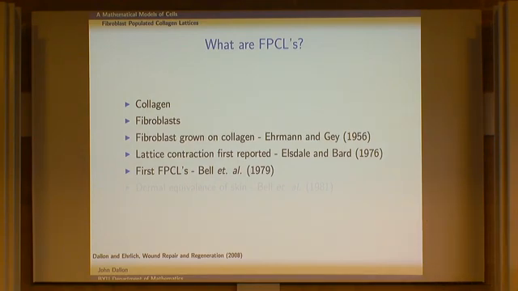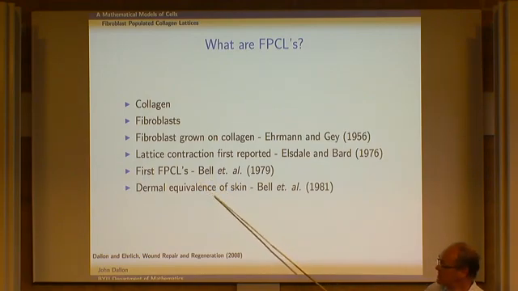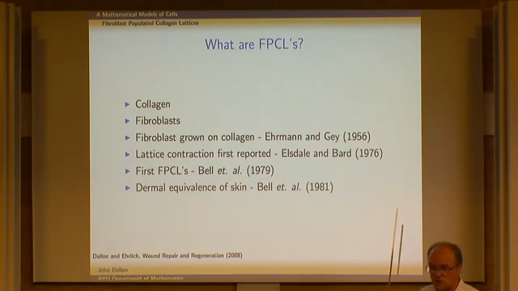They also produced, a few years later, what they wanted to be a dermal equivalent, which never really worked out. But that basically means that with their fibroblast populated collagen lattices, they made sure the density of the collagen was equivalent to the density in the skin, and the density of the cells was equivalent, and some of the properties were similar. But it never really worked out. But the fibroblast populated collagen lattices have been widely studied since then.